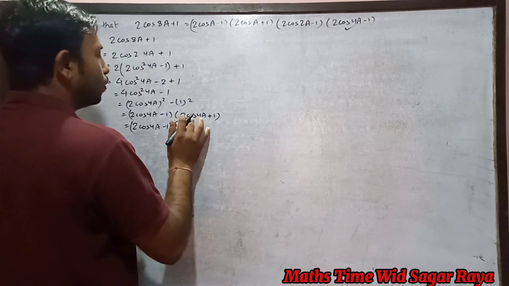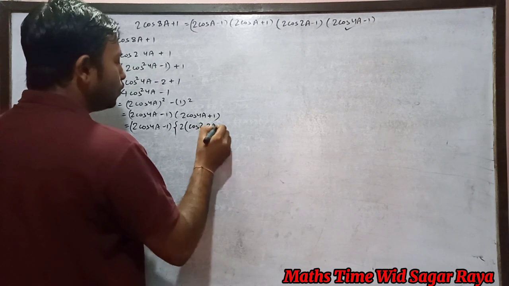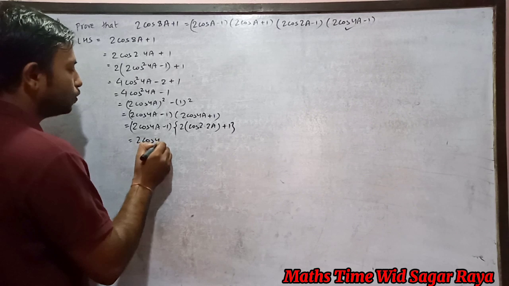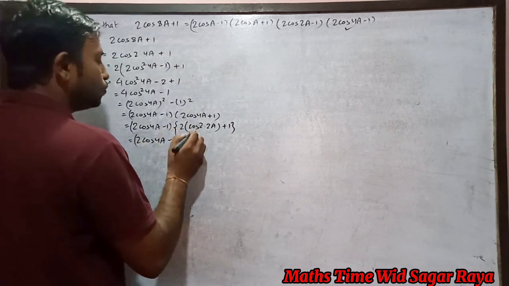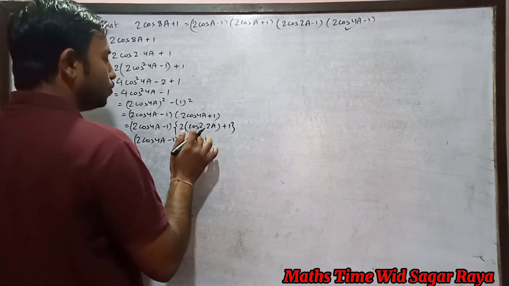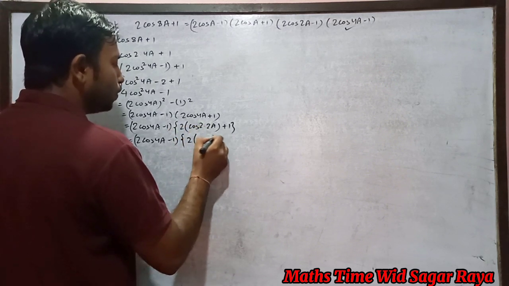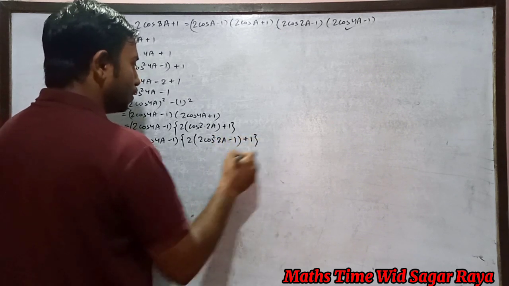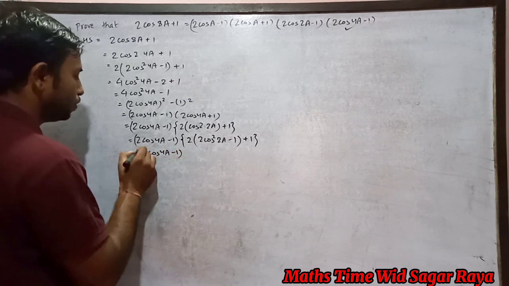So 2cos4A plus 1 we can break into 2cos2·2A plus 1, 2cos4A minus 1, then. Now cos2·2A means cos2θ, which means 2cos²2A-1. Now 2cos4A minus 1.